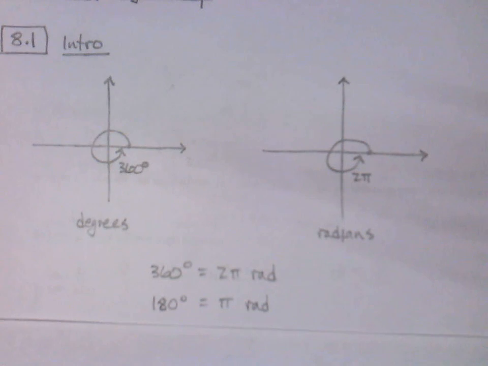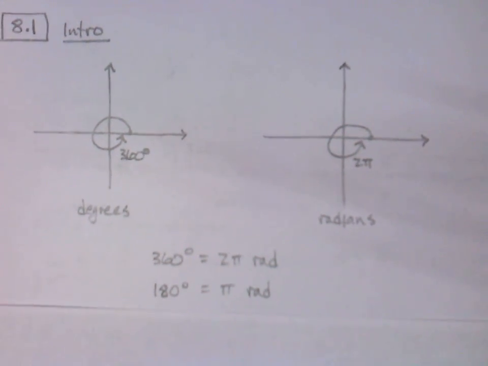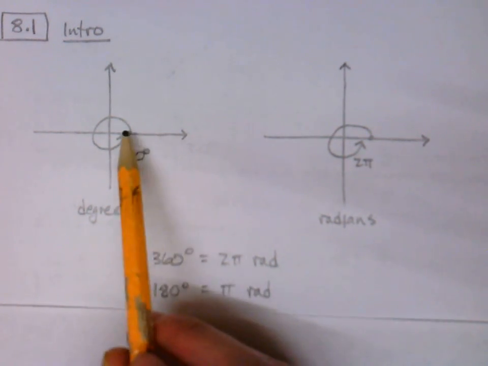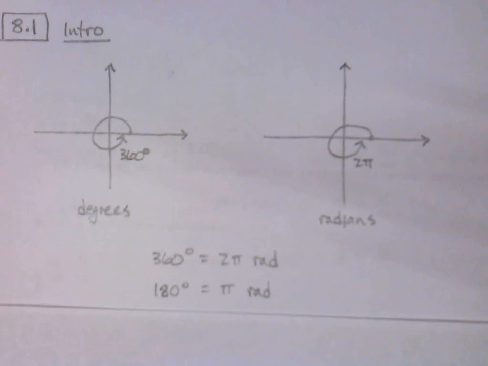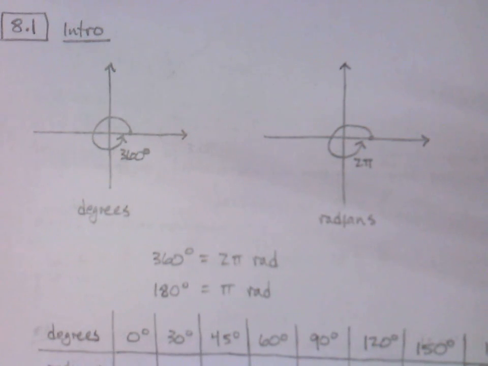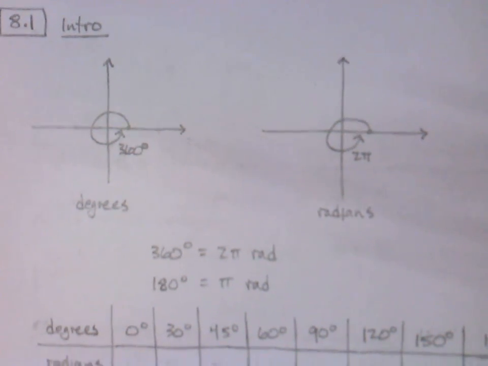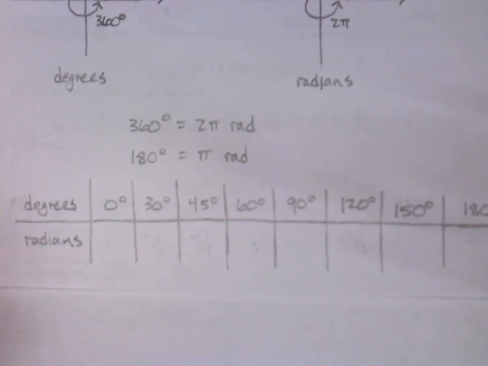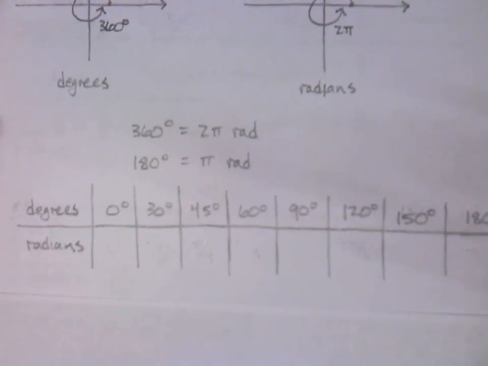And here we can start to see the connection. 360 degrees is the same as 2 pi radians, and we abbreviate that rad. Or even simpler, you might say 180 degrees is pi radians, just going halfway is 180 degrees or pi radians. Okay. So I wanted to start just by us getting familiar with radians and degrees.